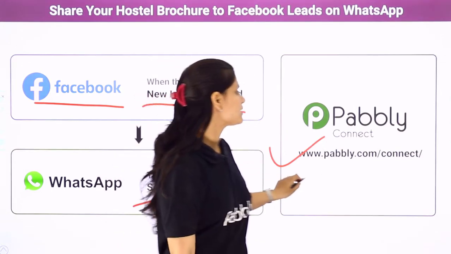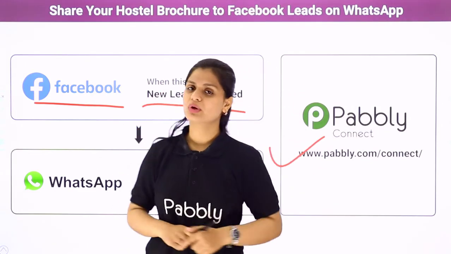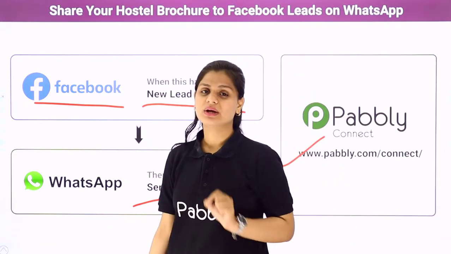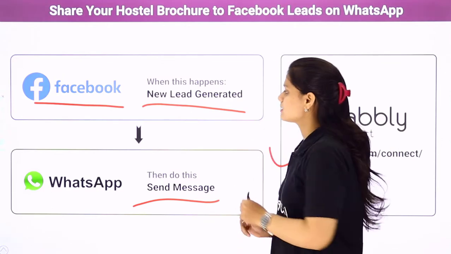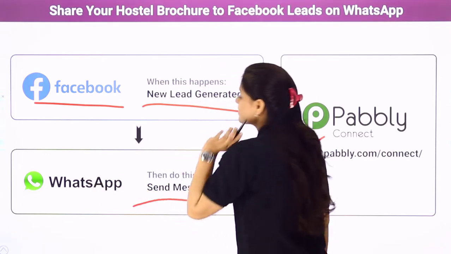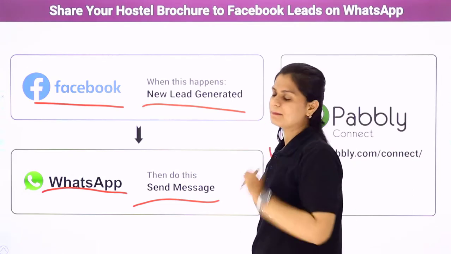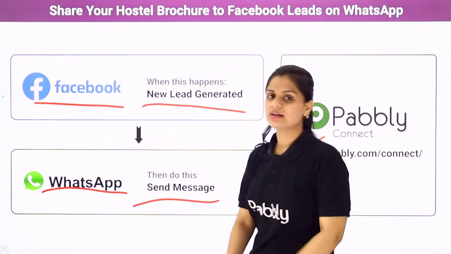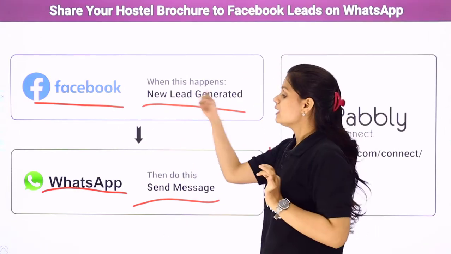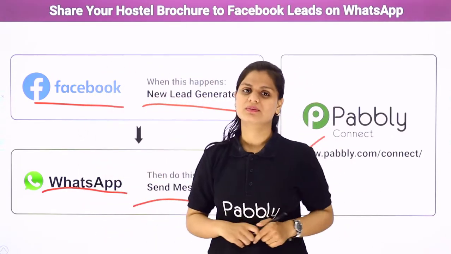Pabbly Connect is basically an automation and integration software which is going to build a data flow between Facebook and WhatsApp. Once, with the help of Pabbly Connect, these two software applications get integrated, every time a new lead is generated through the Facebook lead ad form, a message will be sent automatically on WhatsApp containing the hostel brochure. For example, a person named Alex fills the form. Once Alex fills and submits this form, the message will be sent automatically to Alex's WhatsApp containing the hostel brochure.